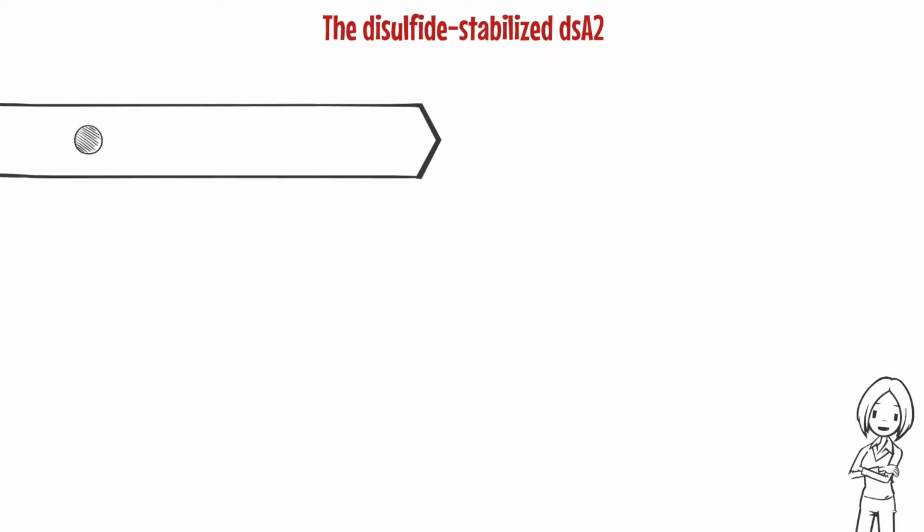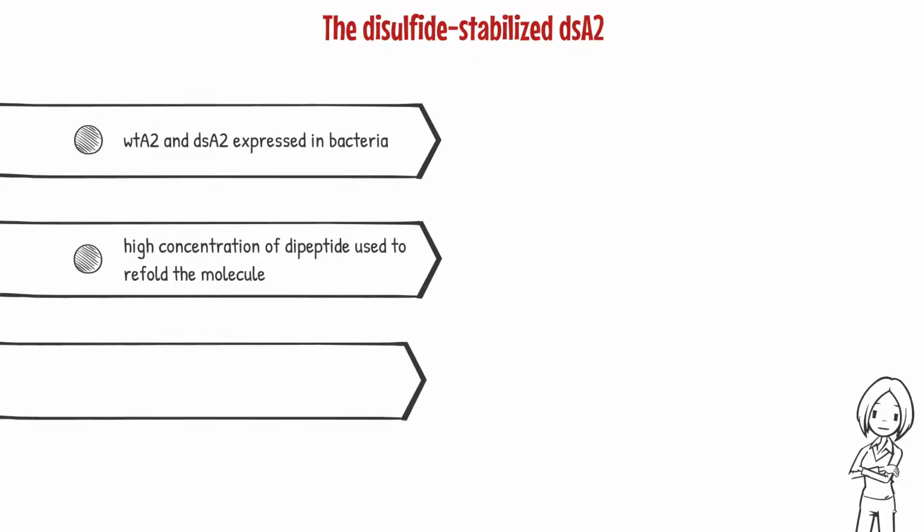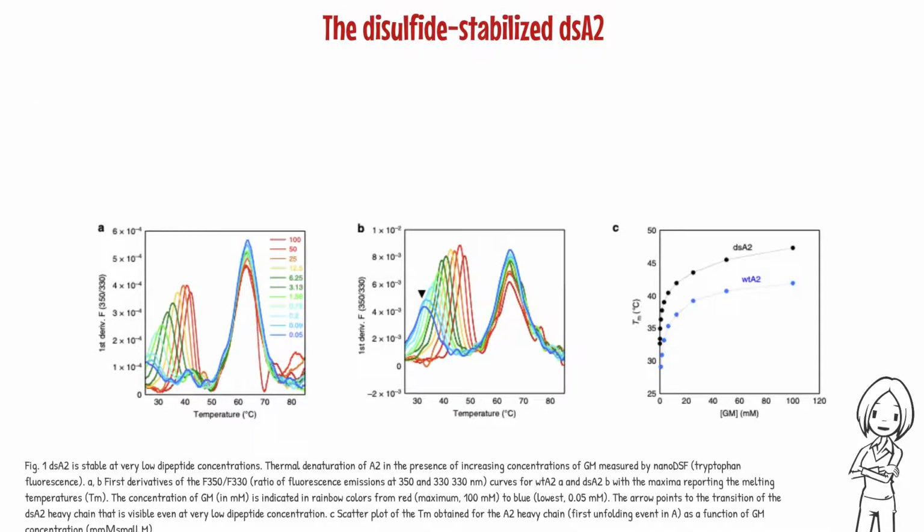First, the wild-type class 1 and the disulfide stabilized class 1 molecule were expressed in bacteria, and a high concentration of dipeptide was used to refold the molecule. The molecule was then purified by size exclusion chromatography. The disulfide stabilized class 1 molecule was then tested on its stability. By thermal denaturation assay at different dipeptide concentrations, the denaturation temperatures were determined.